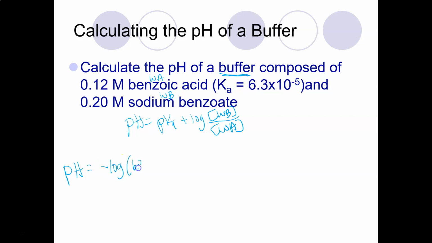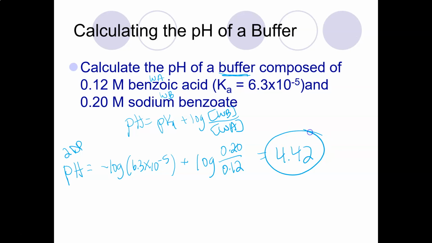So I'm going to have to take 6.3 times 10 to the negative fifth and take the negative log of it, plus the log of the weak base, which is the sodium benzoate, divided by the weak acid, which is the benzoic acid. So my answer is going to have 2 decimal places because all of these numbers had 2 significant figures. And when I did my math, I got 4.42, saying that this buffer is acidic. Aren't Henderson-Hasselbalch equations lovely?